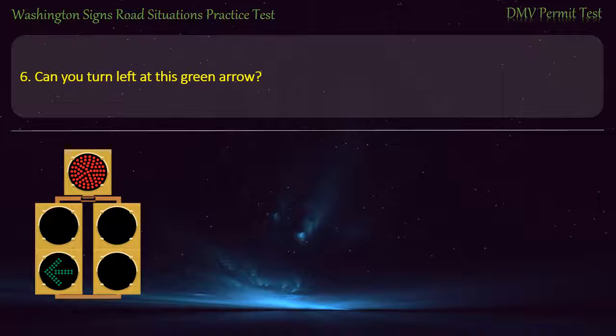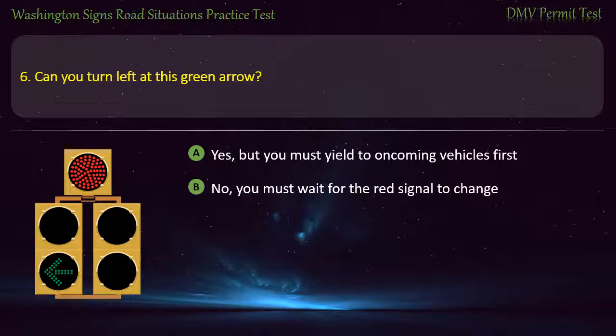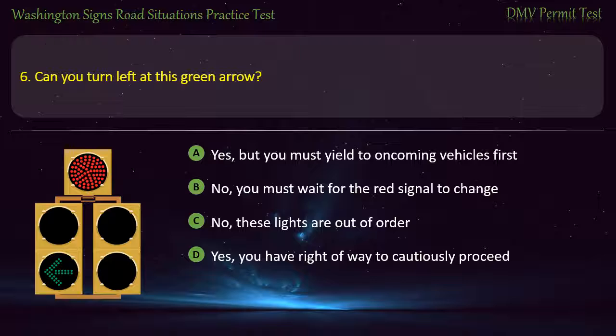Question 6. Can you turn left at this green arrow? Yes, but you must yield to oncoming vehicles first. No, you must wait for the red signal to change. No, these lights are out of order. Yes, you have right of way to cautiously proceed. Answer. Yes, you have right of way to cautiously proceed.